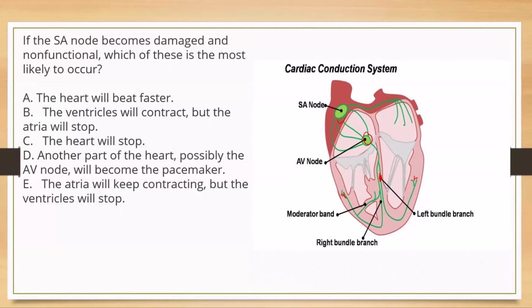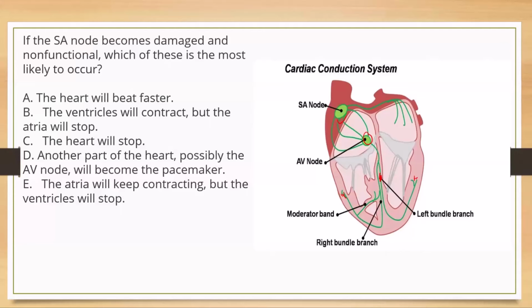If it is between 40 and 60, that is coming from the AV node. If it is less than 40 but more than 20, we can say it is from the bundle of His. And if it's less than 20, we can say it is the Purkinje fibers.